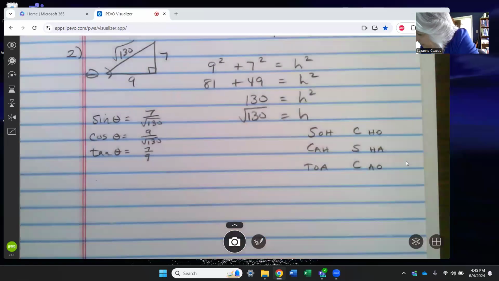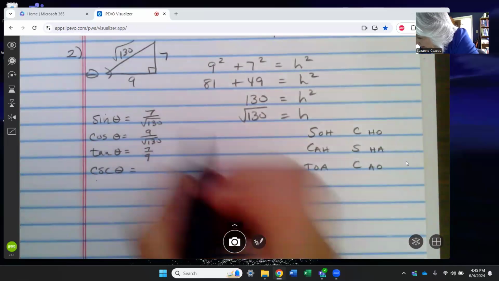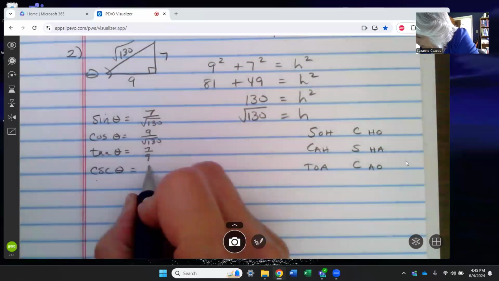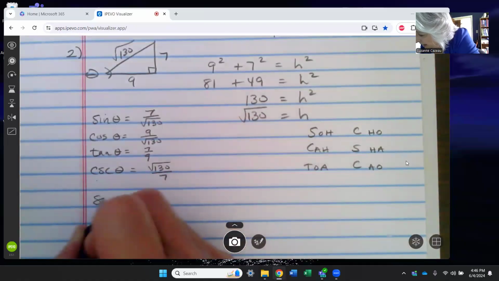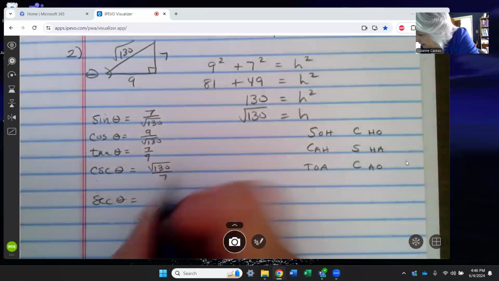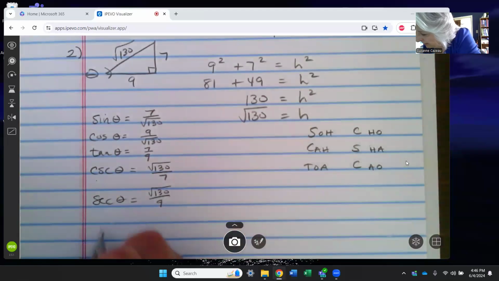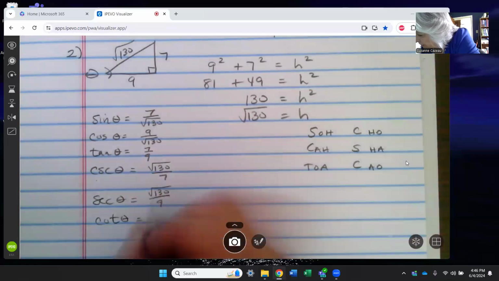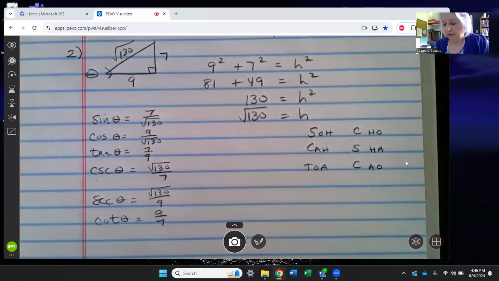And then you can do the reciprocals. Cosecant of theta is going to be the reciprocal of sine. Root 130 over 7. Secant theta is the reciprocal of the cosine. So root 130 over 9. And then the cotangent of theta is the reciprocal of tangent, so 9 over 7. That's the easiest way I know how to do that.